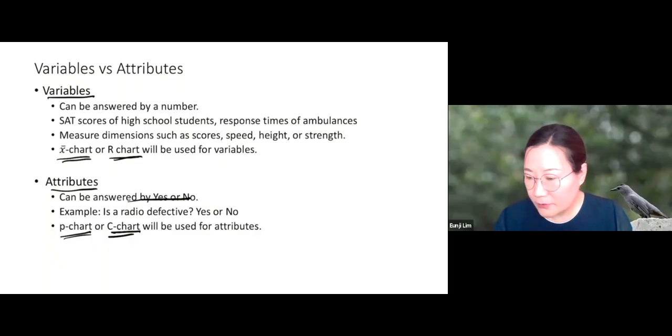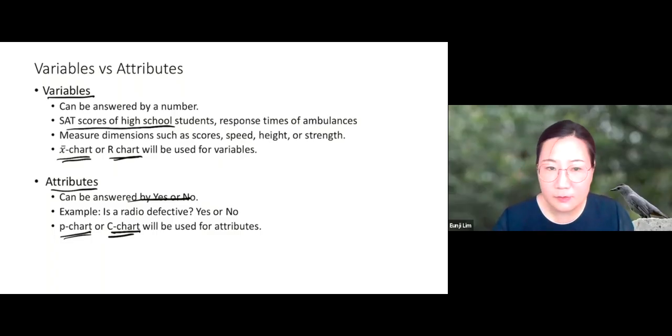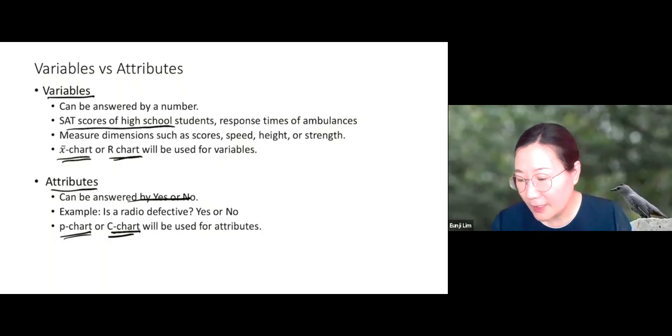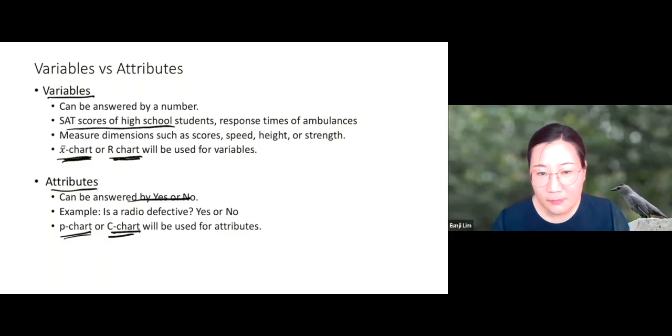First, variables. For example, let's say your data set has SAT scores of high school students. Each data point is an SAT score, so it's a number, a variable, so you're going to use the X bar chart or the R chart. On the other hand, an attribute is something that can be answered by yes or no.